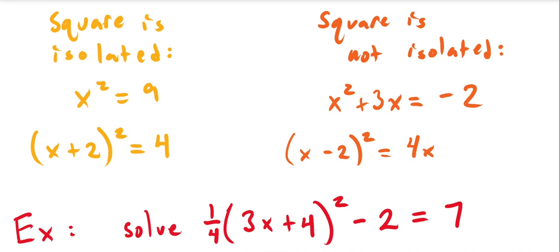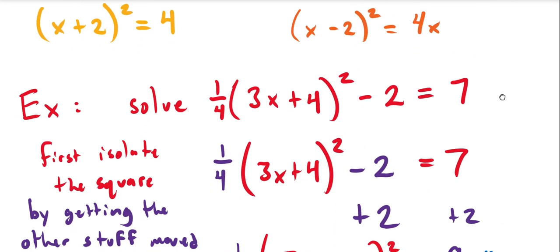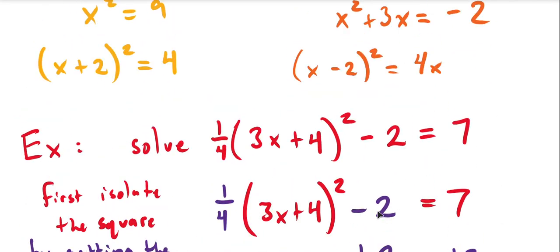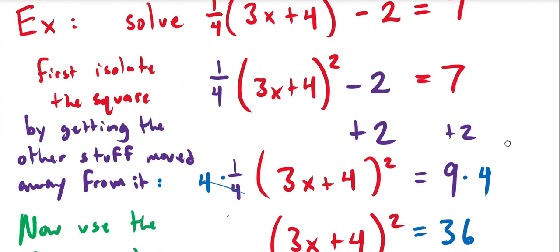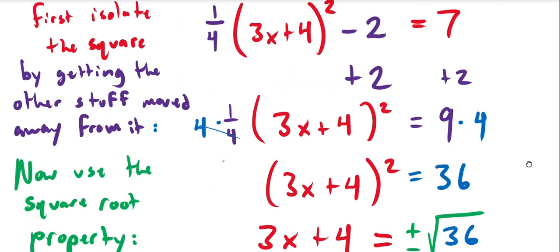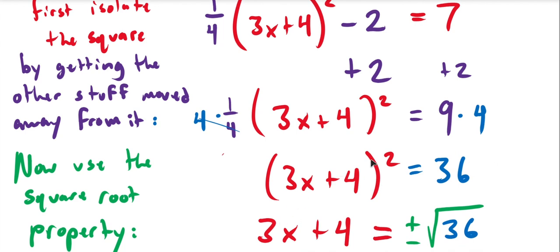So what do you do if it's not? Well, you have to isolate it if possible, right? So what we're going to do here is isolate this squared term. Here we have a squared term, 3x plus 4 is being squared. We want to narrow our vision down on that bit and get rid of everything else on that side. Notice this stuff needs to go, the minus 2 and the times a fourth. If I add 2 and then I times by 4 to get rid of the fourth, now we are able to apply the square root property.